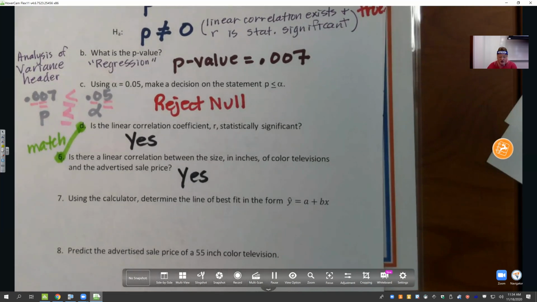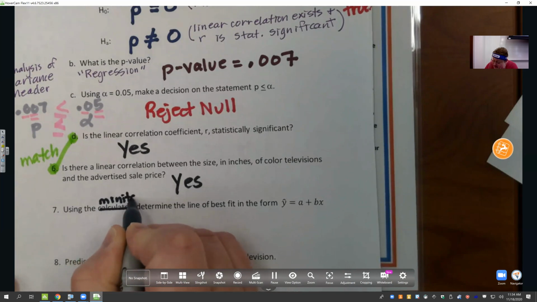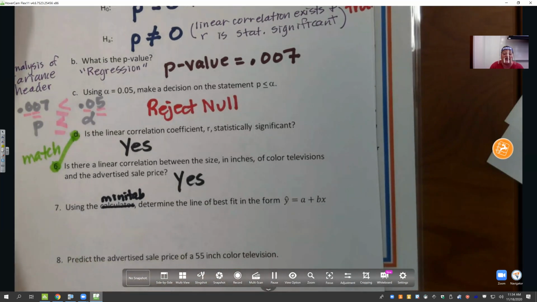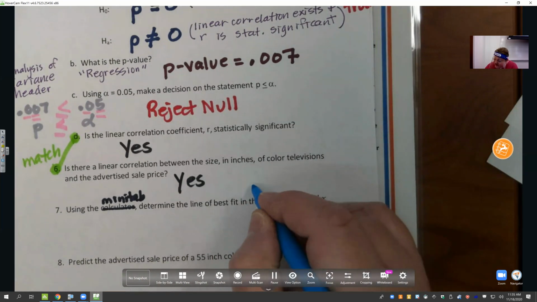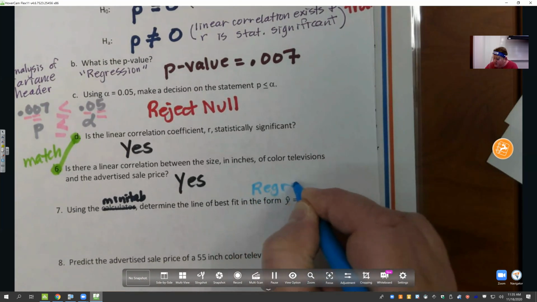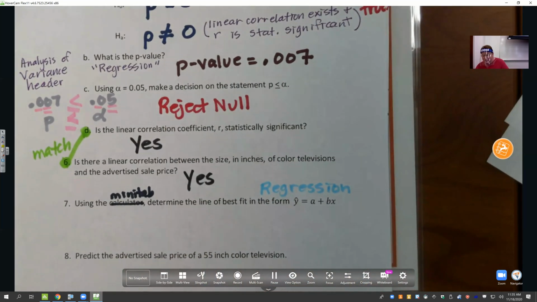Okay, they should match. All right, then it says use the calculator. We're actually using Minitab to determine the line of best fit. Once we've decided that a relationship exists, remember, then we want to find the model for that relationship. So when we get to step 7, we're now at the regression procedure. Up to that point, we were doing correlation. Again, Minitab's already done that for us.